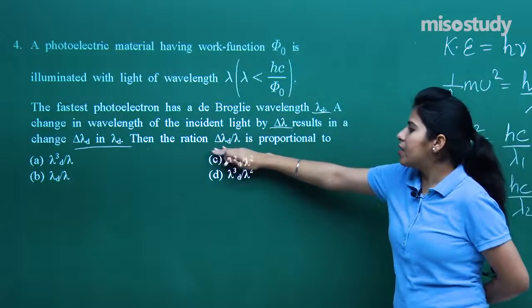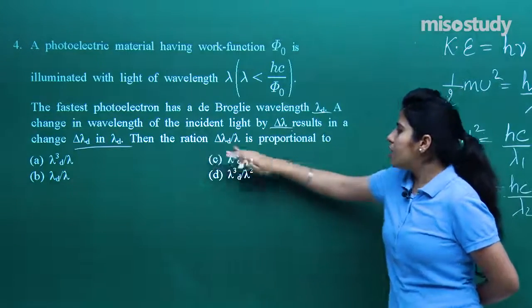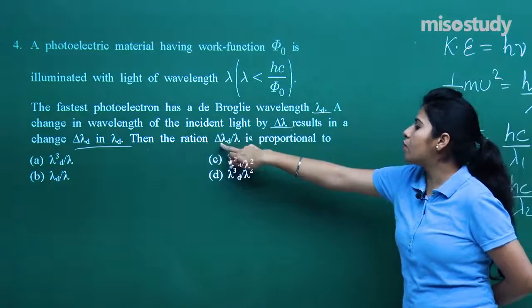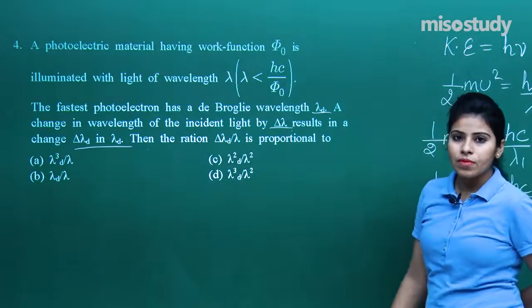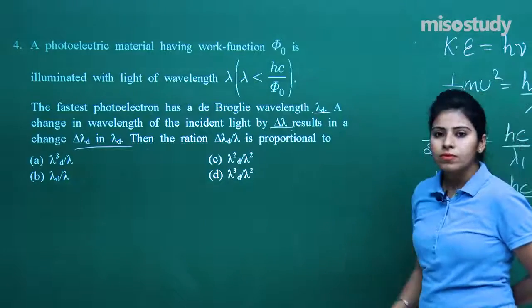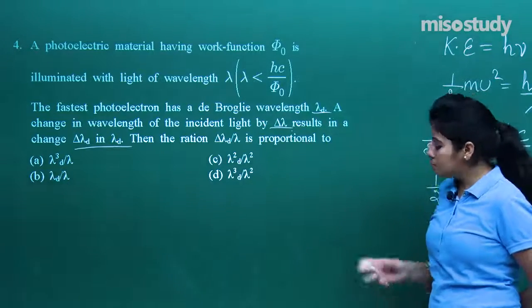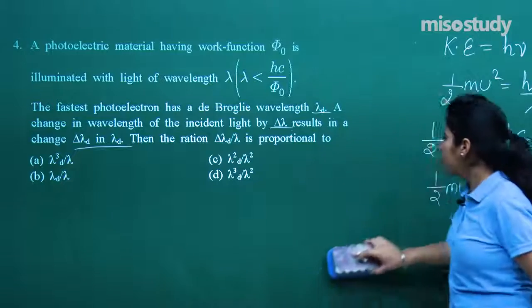We have to find the relation, the ratio of lambda d by lambda, and what it is proportional to. This we have to find. Now let us start the question.